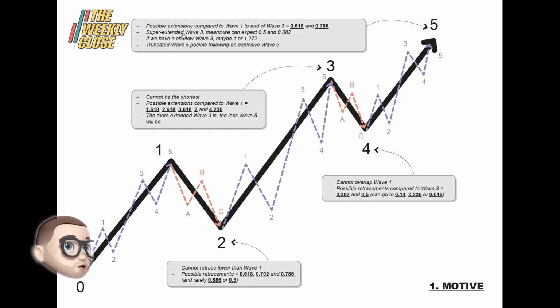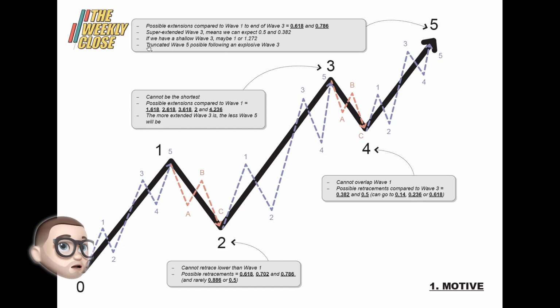Again, if we've got a super extended wave 3, we can expect a 0.5 or a 0.382. And if we have a shallow wave 3, maybe it's a 1 or a 1.272. So it's just highlighting that inverse relationship. If this is of incredible velocity, expect this to be shorter. But if the wave 3 isn't going to be the longest and the most impulsive, then we can expect the wave 5 to be making up some of that velocity.